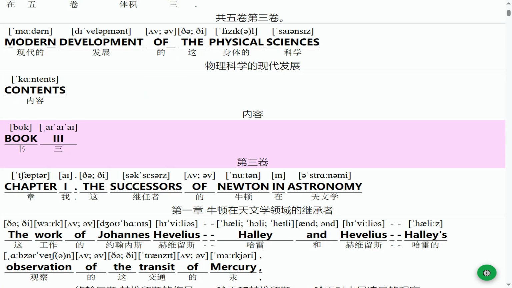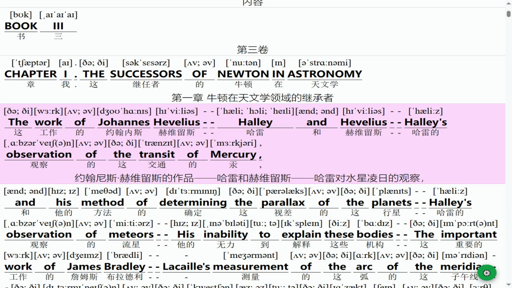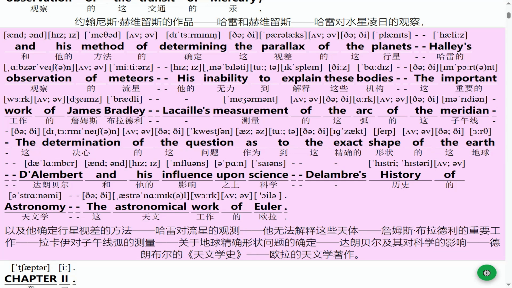Contents, Book 3, Chapter 1, The Successors of Newton in Astronomy. The work of Johannes Hevelius. Halley and Hevelius. Halley's observation of the transit of Mercury, and his method of determining the parallax of the planets. Halley's observation of meteors, his inability to explain these bodies, the important work of James Bradley. Lacaille's measurement of the arc of the meridian, the determination of the question as to the exact shape of the Earth.